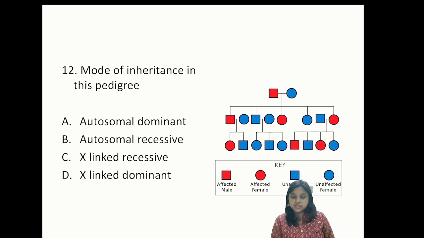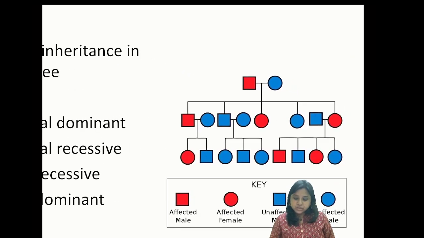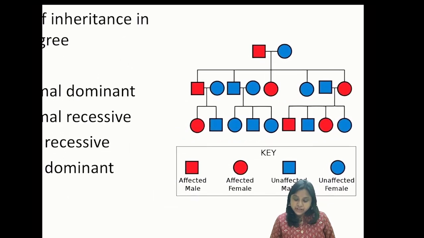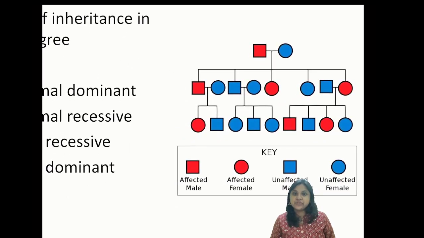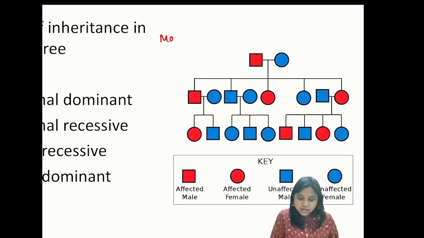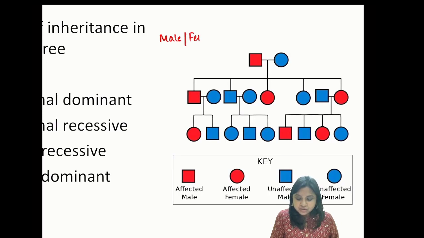Mode of inheritance in this pedigree. Look at this pedigree once. Here you can see this red denotes the affected male or female. First see that all the genders are affected, be it male or female, and no generation is skipped. If I just have to name, this is generation 1, generation 2 and generation 3. So all generations are involved.